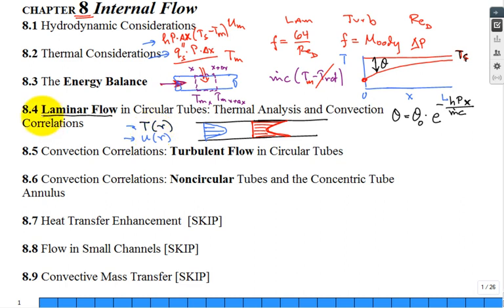For laminar flow, we're going to be trying to calculate what's happening with the flux at the wall coming in so that we can get a relationship to get H, the convection coefficient. This whole chapter, internal flow, is the hunt for H.